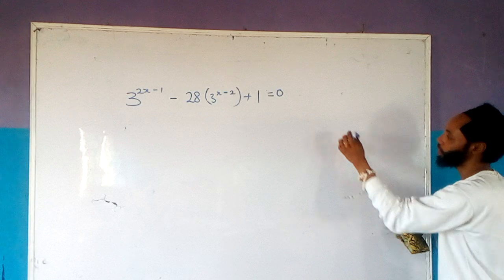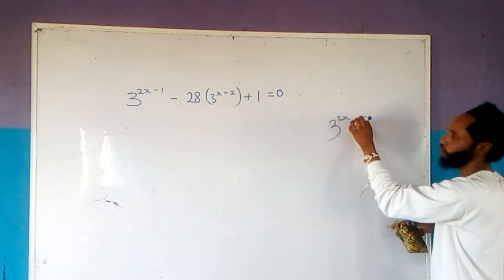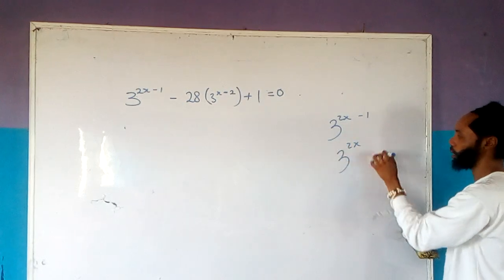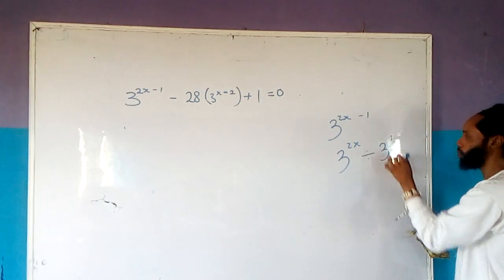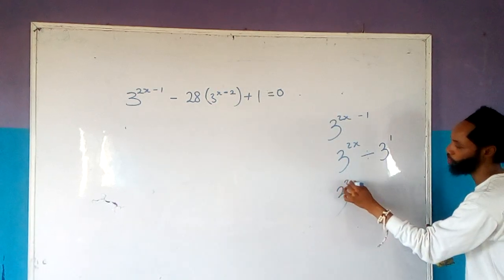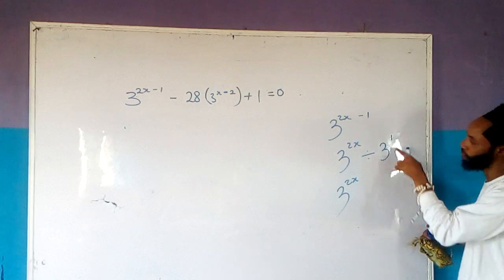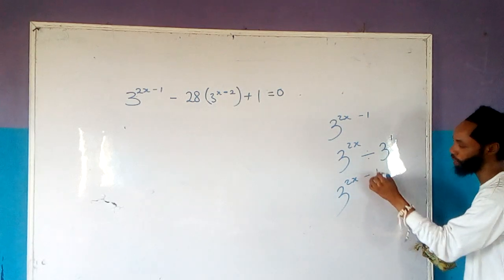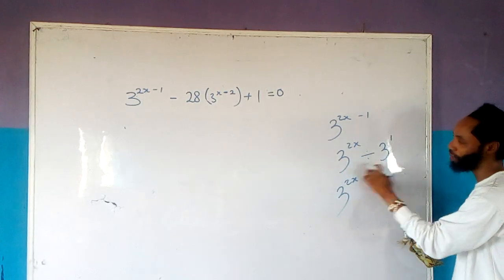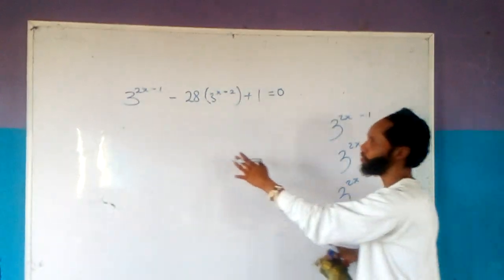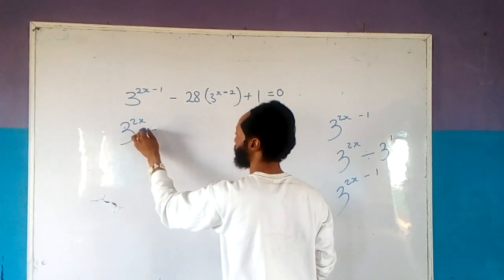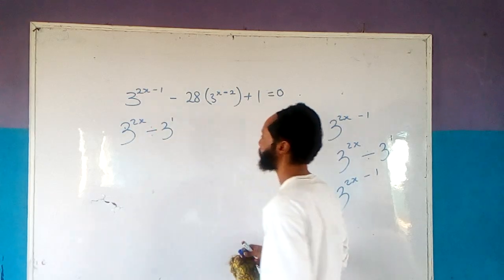We say 3 raised to power 2x minus 1. What does this remind us of? 3 raised to power 2x divided by 3 raised to power 1. If you take the base, because it's division, you subtract your powers. This is what we have. So I can rewrite this in this form: 3 raised to power 2x divided by 3 raised to power 1.